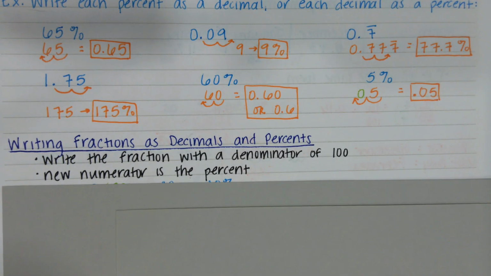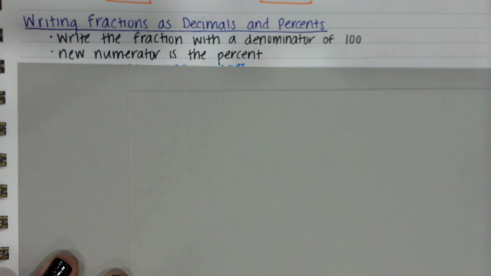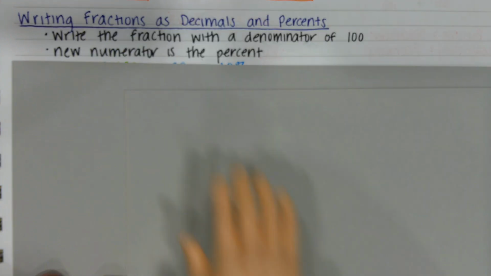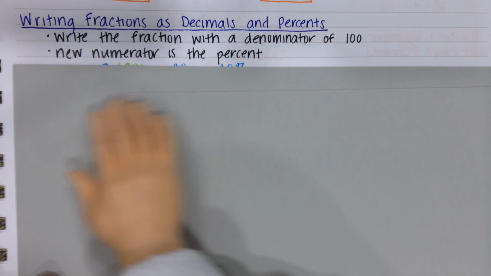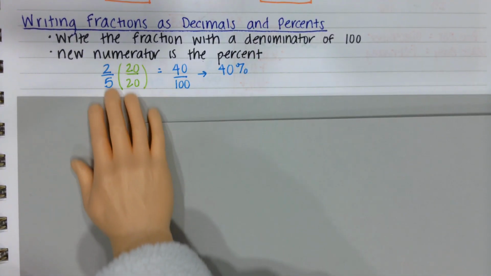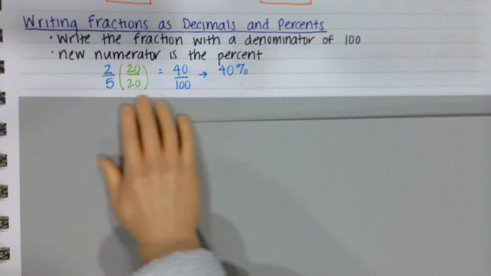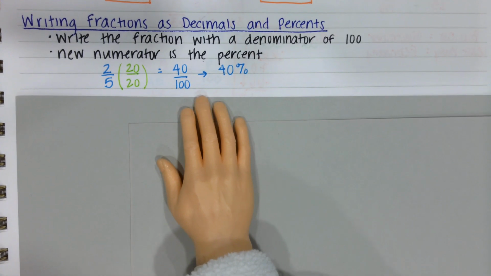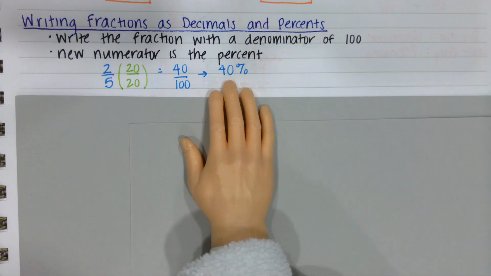Then we can write fractions as a decimal and as a percent. To do that, we are going to rewrite the fraction with denominator of 100, and then the new numerator is the percent that we get. So 2/5, 5 goes into 100 by multiplying by 20, and then we get 40 hundredths. And so the numerator, 40, becomes the percent.